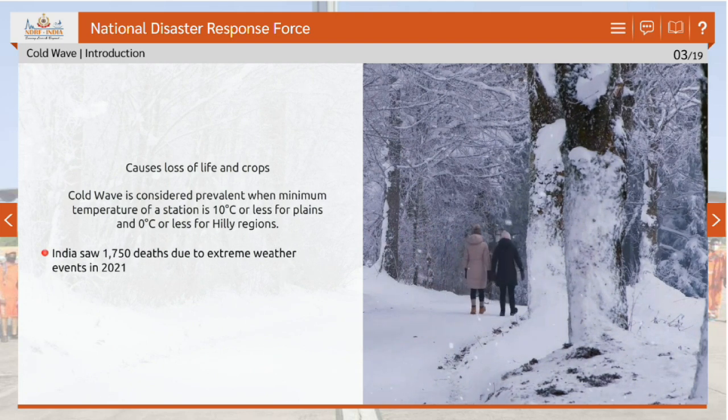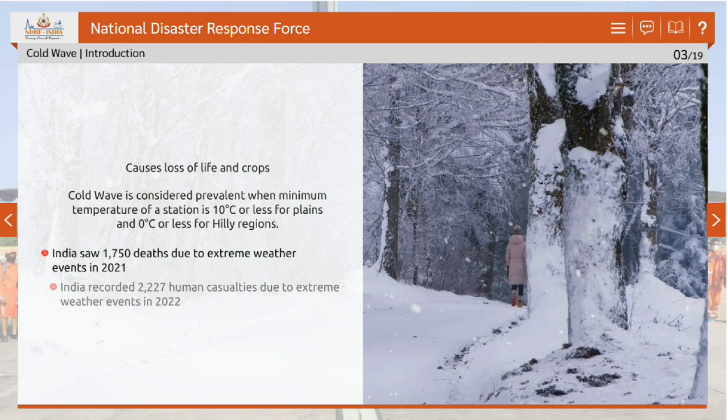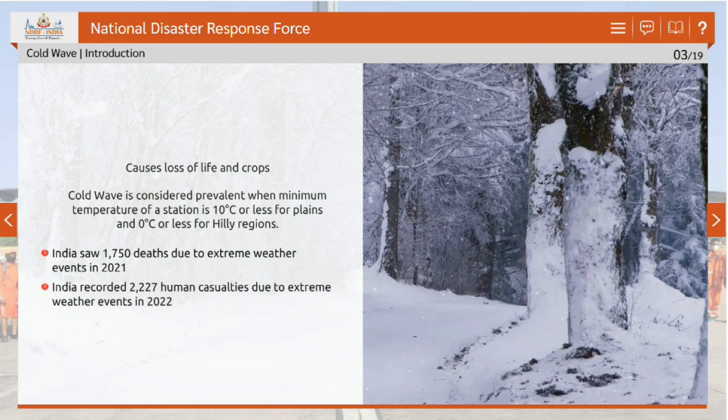India saw 1,750 deaths due to extreme weather events in 2021. India recorded 2,227 human casualties due to extreme weather events in 2022.